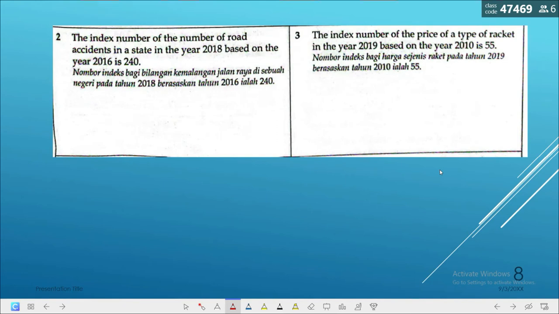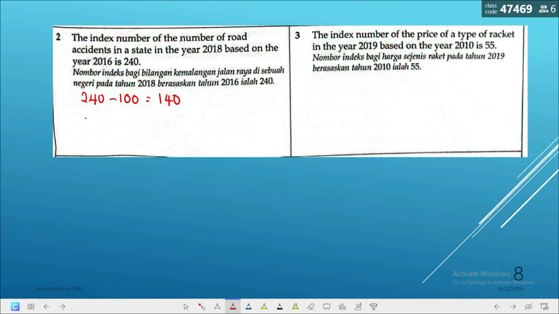So how about number 2? The index number of the number of road accidents in the year 2018 based on the year 2016 is 240. First you need to know whether it's an increase or decrease. Here it is very clear that it increased, because usually it's only 100, now it becomes 240. So you put here 240 minus 100, so 140. It increased by 140. So how do you want to interpret this one?